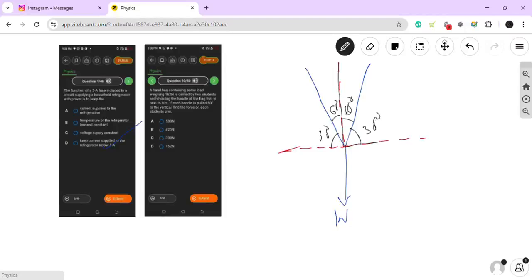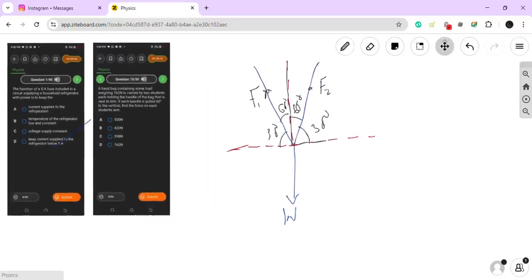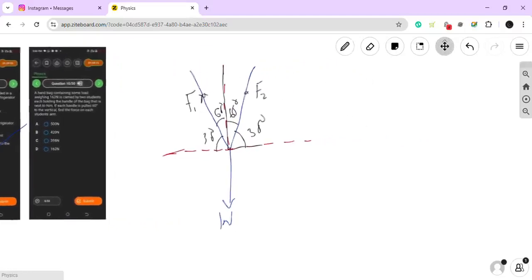Both of them are applying the same force, right? So that it will be balanced, for it to be in equilibrium, they should be applying the same force. So let's say this one is applying force F1, and this one is applying force F2. Just follow the other one that I did for you. It's still the same thing.